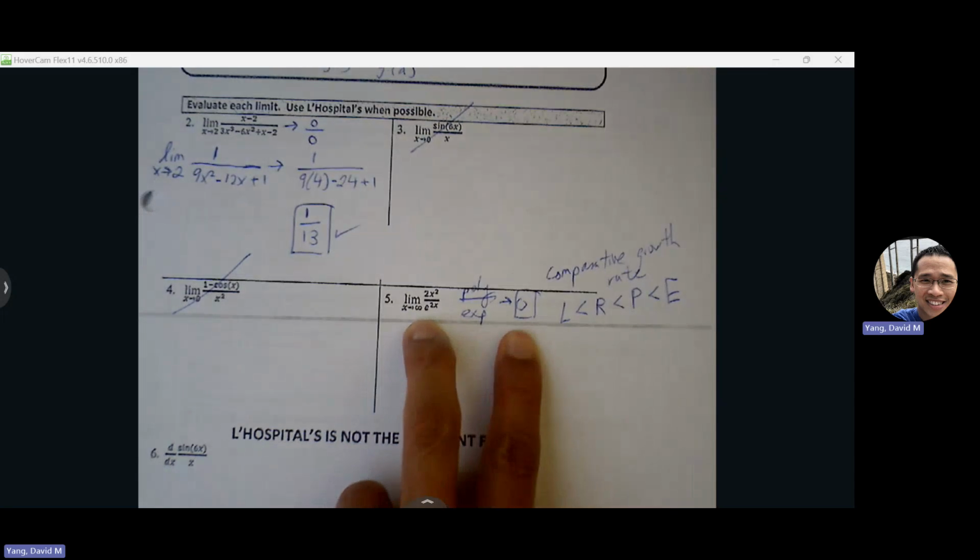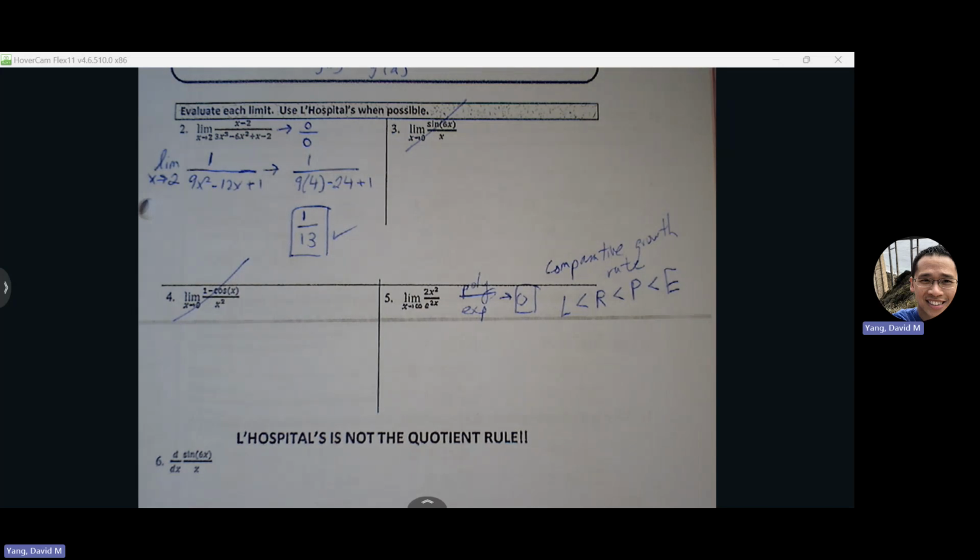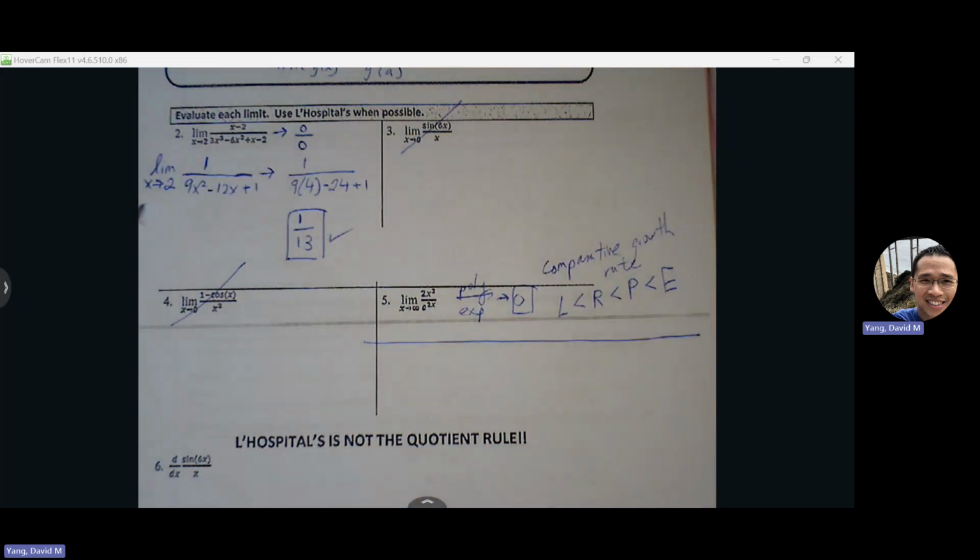So I typically don't do L'Hopital's rule if we're doing infinity. It just feels faster if we just use the rules that we've learned in the past. But I do want to show you that L'Hopital's rule does work involving infinity.